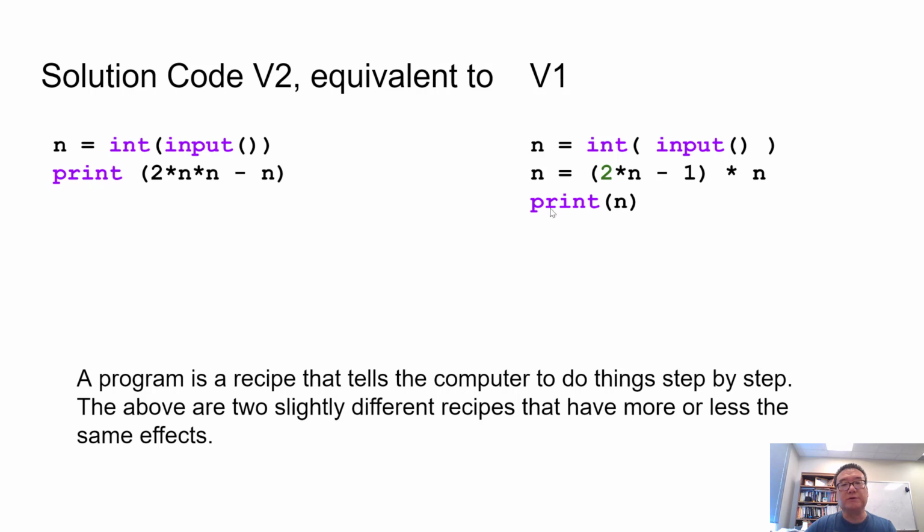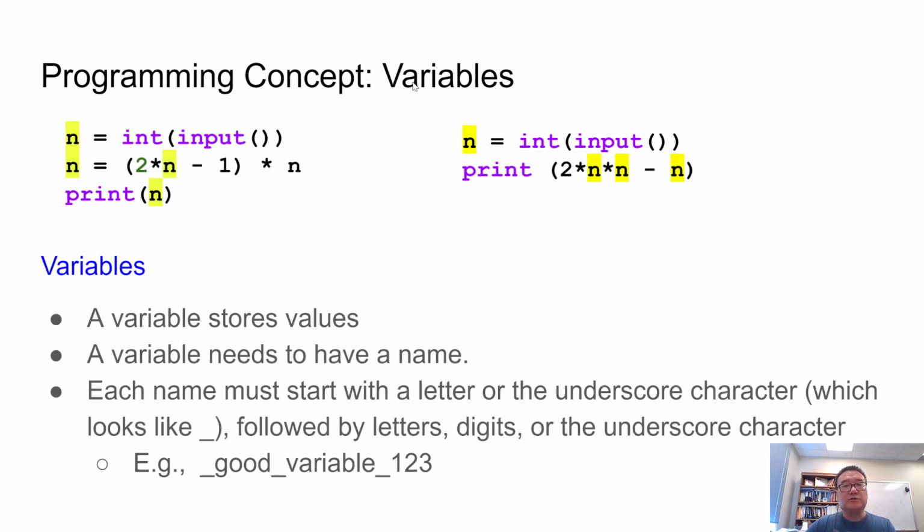Given the same input, they will print out the same output. And in part, that's because this is the same as that. It's equivalent. 2 times n times n minus n is the same as 2n minus 1 times n. You just apply the distributive law. So let's try to understand the elements of these programs.